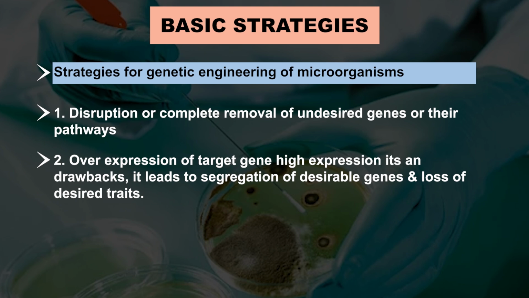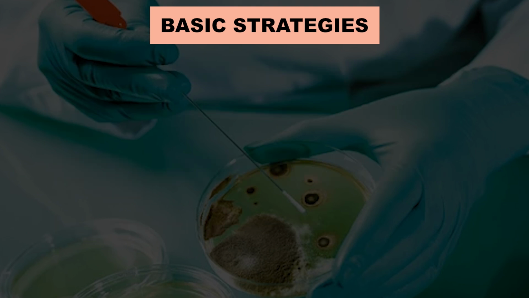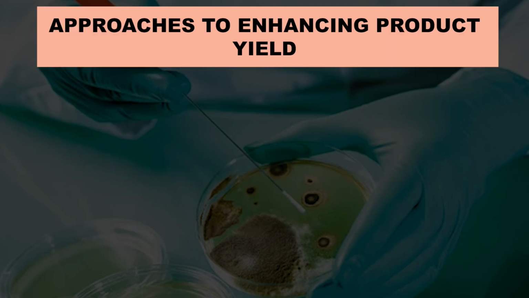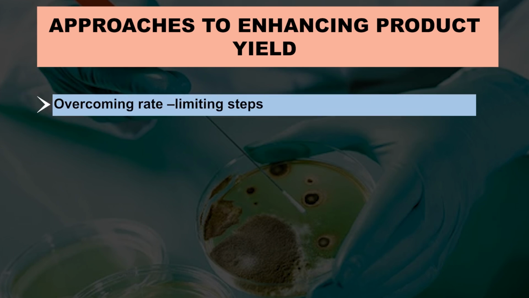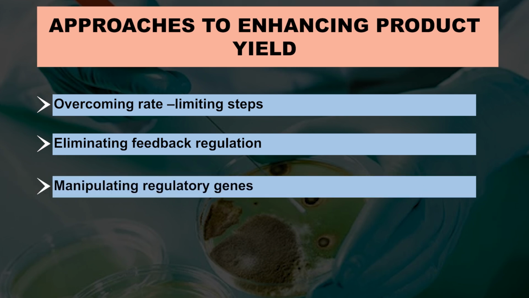High expression is a drawback. It leads to segregation of the desirable genes and loss of desired traits. Then improving protein production properties. For these strategies, approaches to enhancing the product yield are overcoming rate-limiting steps, then the second one is eliminating feedback regulation, and the third one is manipulating regulatory genes.